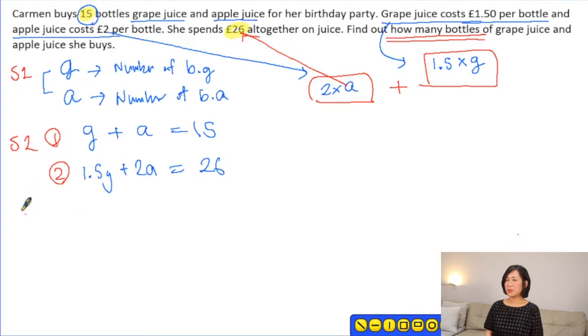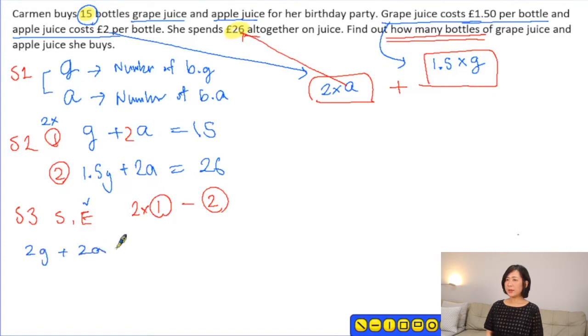Now let's move on to step 3. Substitution or elimination? I'm going to choose elimination because if I double the first one, then we've got 2A and 2A, right? So double the first equation, then take away the second equation, and we can eliminate the A. So let's do it. 2G plus 2A makes 30. Then just copy down the second one.